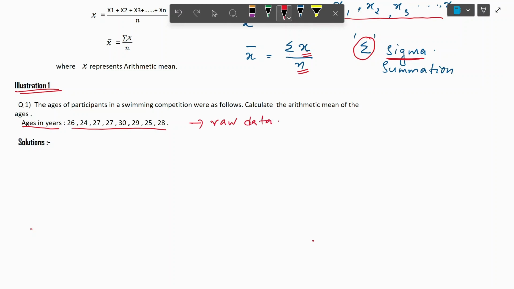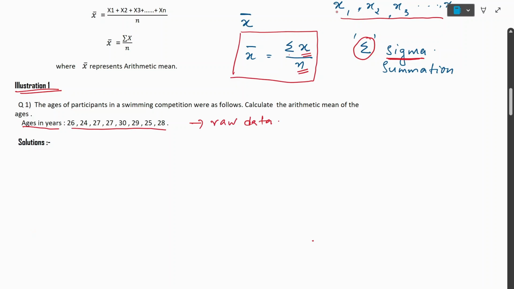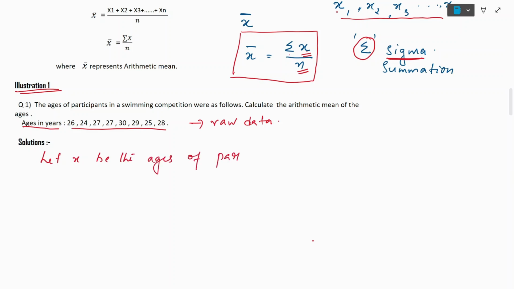Now think about it. What is the next step? We need to use a formula. What is your formula? The formula is x bar is equal to sigma x divided by n. Now what is x here? X means here the ages in years. Now how do you start writing this? That means let x be the ages of participants. Right? We are going to define our x, that is, the ages of participants in years.